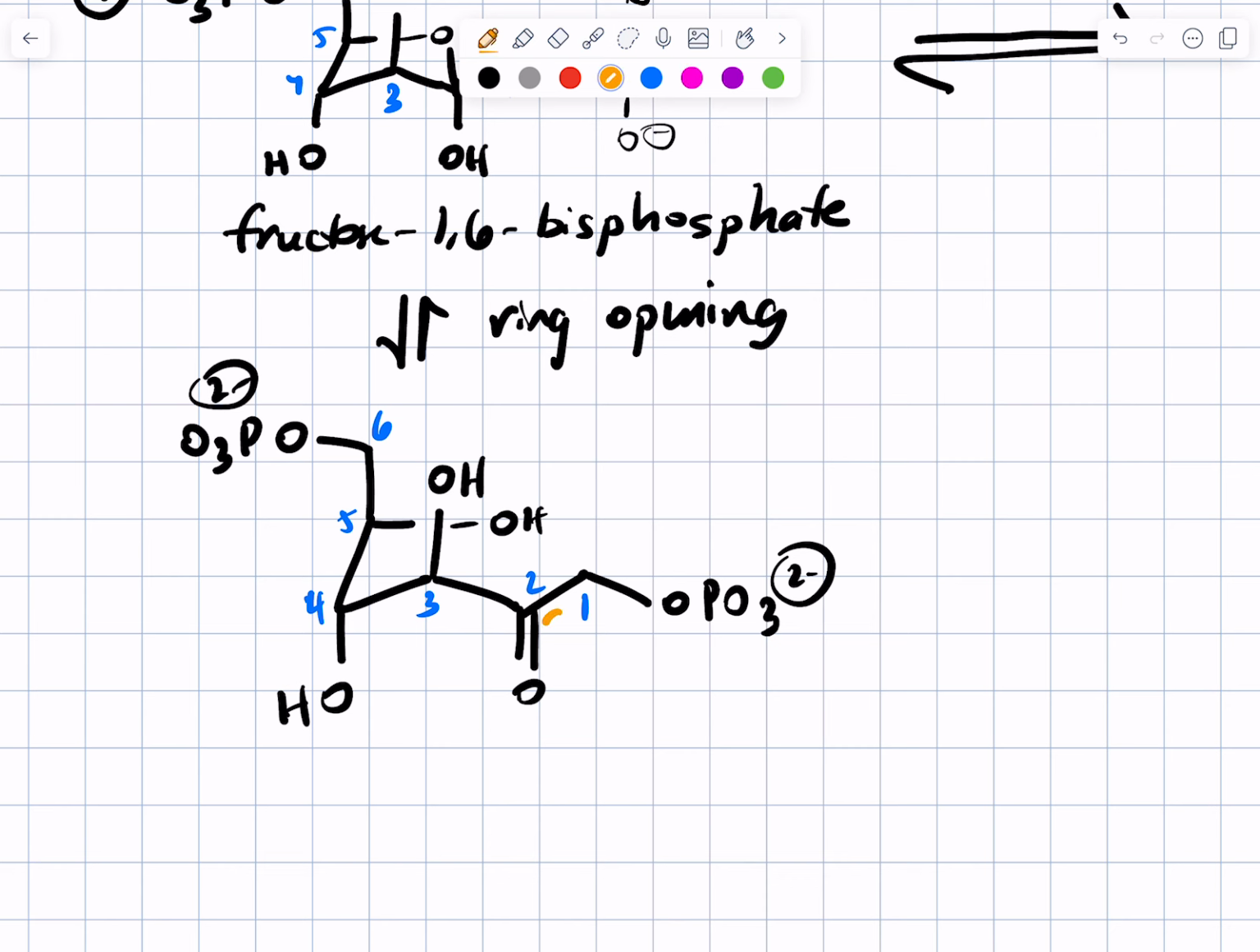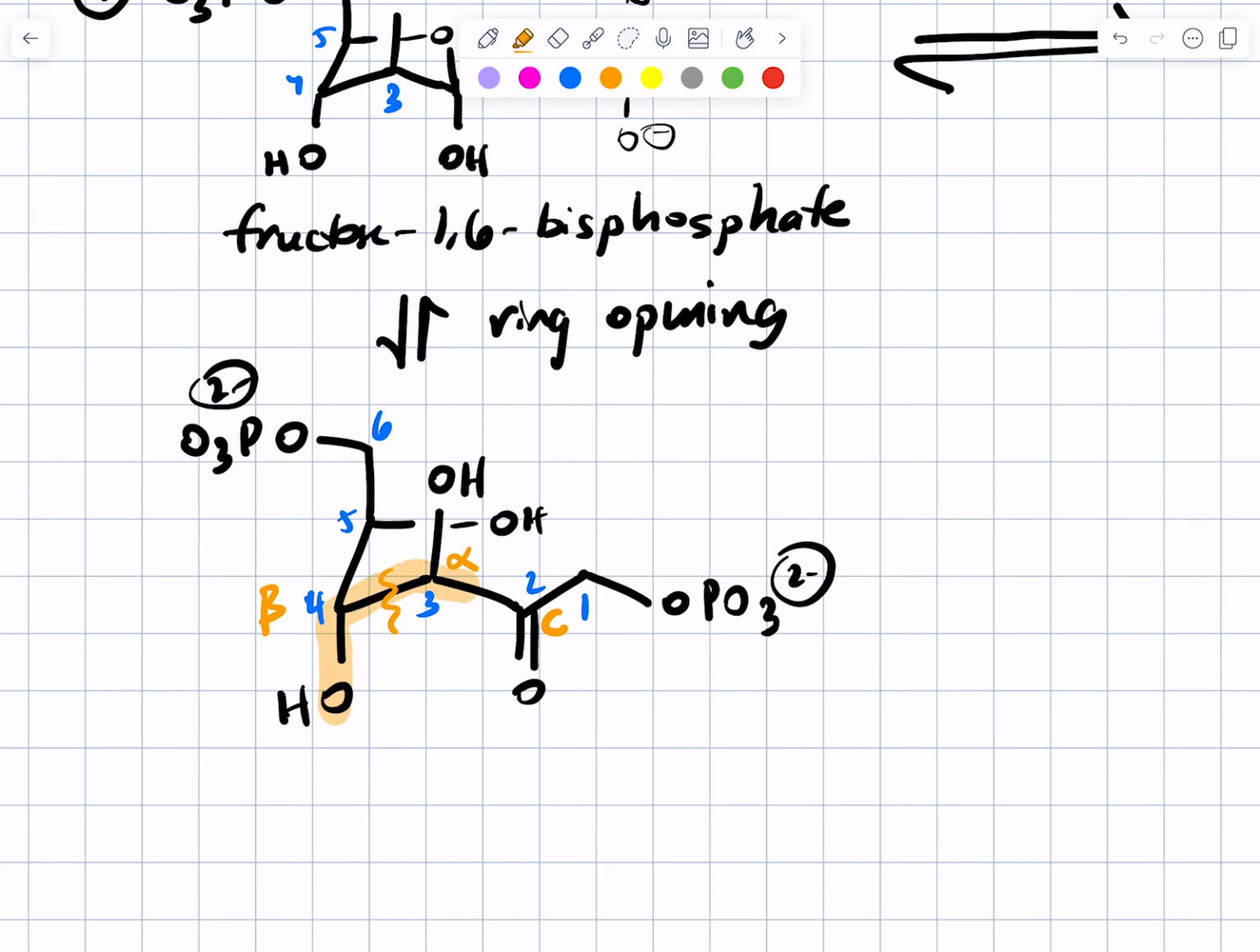So here's the carbonyl carbon at C2. Here's the alpha carbon. Here's the beta carbon. If we were going to do a retroaldol reaction, which bond are we going to break? The bond between C3 and C4, or the bond between the alpha carbon and the beta carbon.